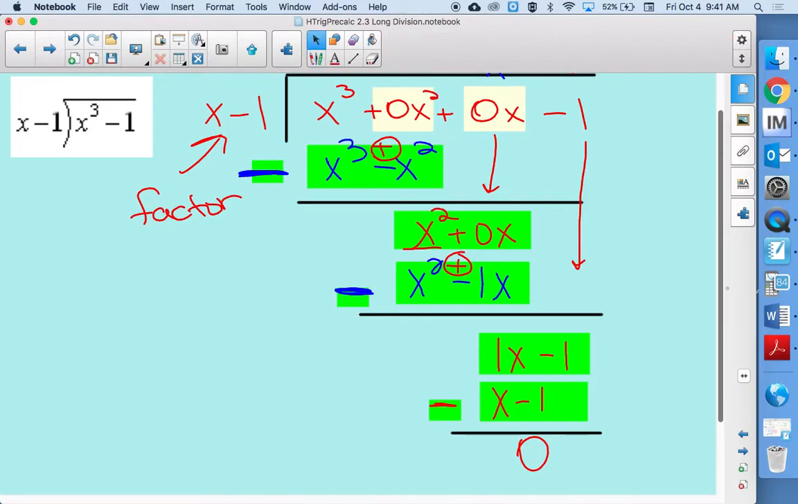So when you write your answer, we divided with x minus 1. Dividing is breaking it down. And then I have at the top x squared plus x plus 1. And then there is no remainder, so I don't have to put a remainder back here because there is none.